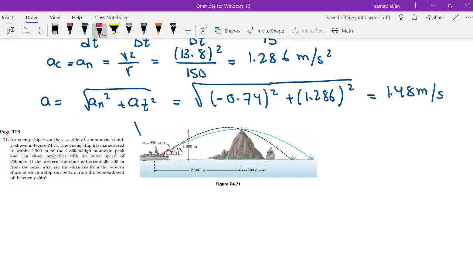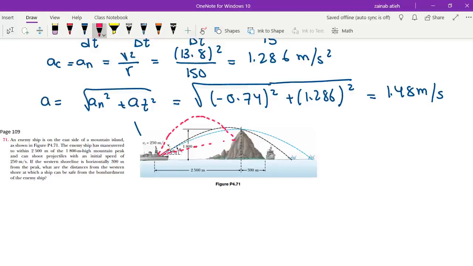If these projectiles were shot with a small angle, they will simply hit the mountain. If these projectiles were shot with a very large angle, they will simply not arrive to the other side. So in reality, don't forget that please, we are shooting the projectiles with the same initial speed, which is 250 meters per second.